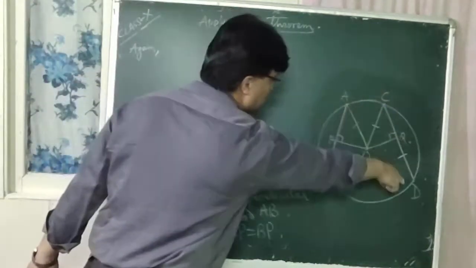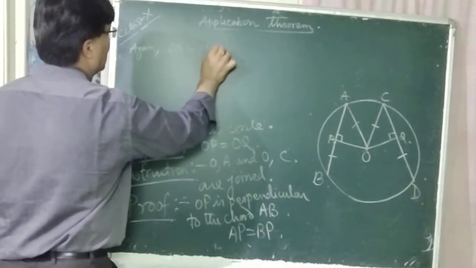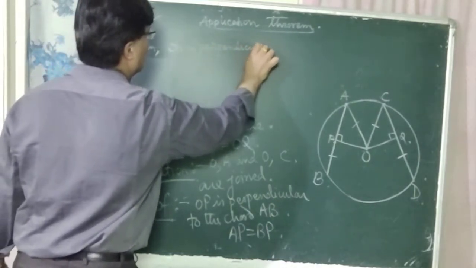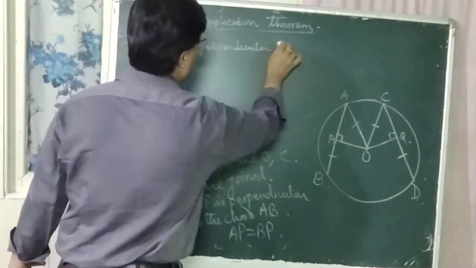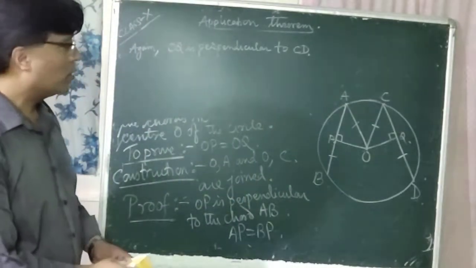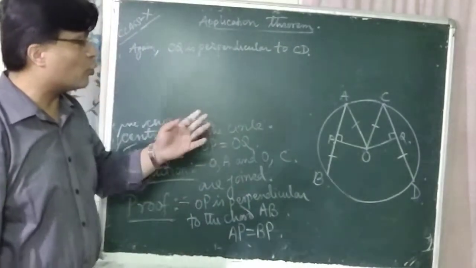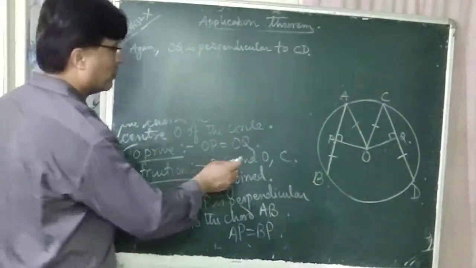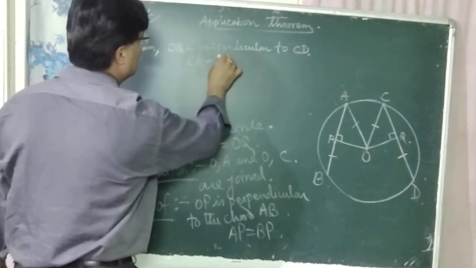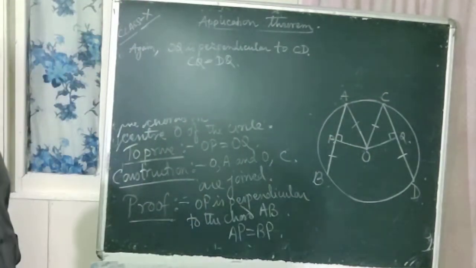OQ is perpendicular to CD, isn't it? OQ is perpendicular to CD. Then this OQ also divides CD into 2 equal parts. That means OQ will bisect CD. So what do we write? CQ = DQ. CQ = DQ. Is that clear?